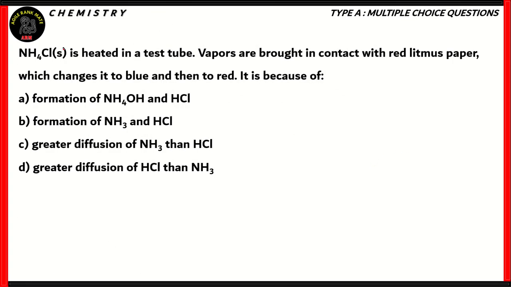Right, next question from chemistry. NH4Cl, ammonium chloride, is heated in a test tube. Its vapors are brought in contact with red litmus paper. The vapors change the litmus paper to blue and then back to red again. This is because of formation of NH4OH and HCl, formation of NH3 and HCl, greater diffusion of NH3 than HCl, greater diffusion of HCl than NH3.